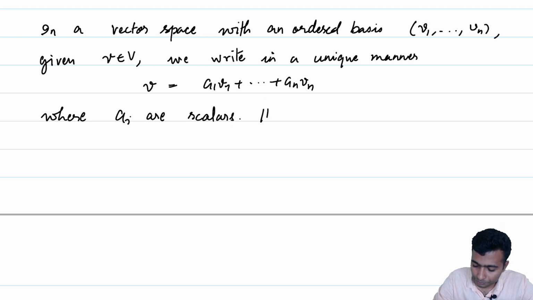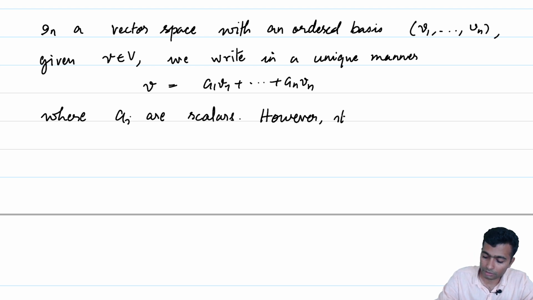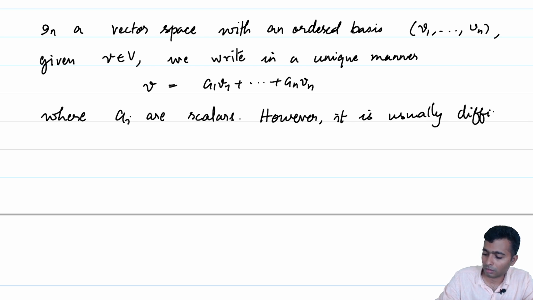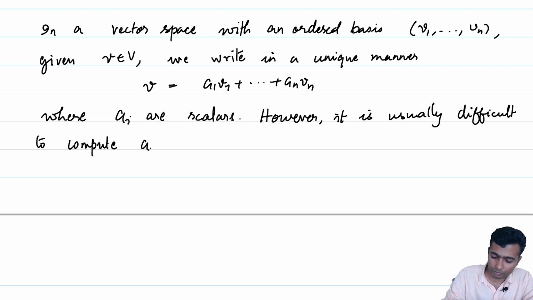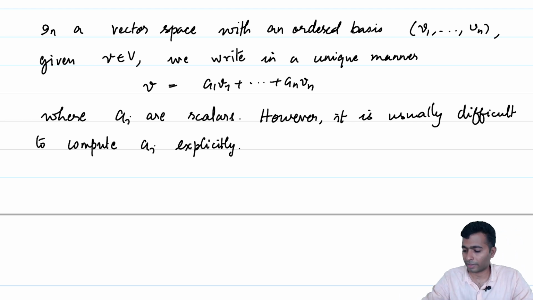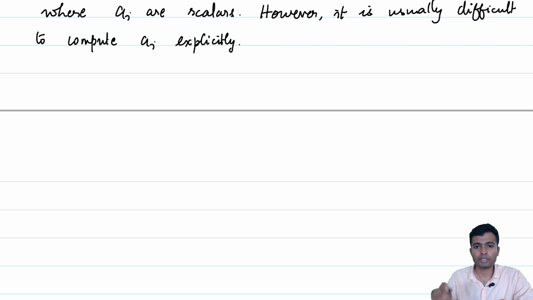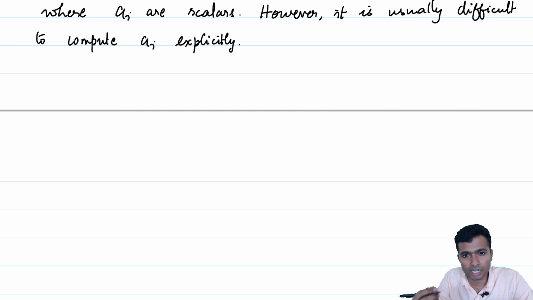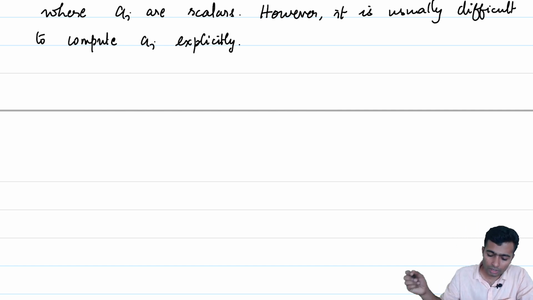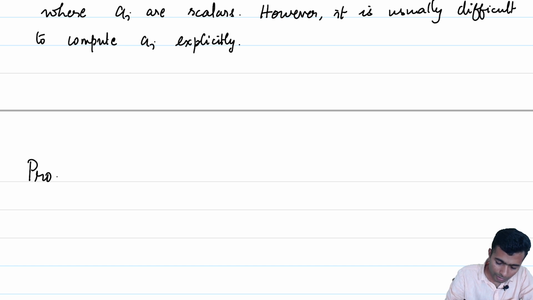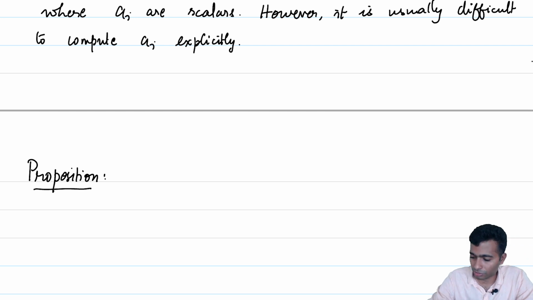However, it is usually difficult to compute the Ai explicitly. Even in small vector spaces like R3, R4 itself, it's, in R2 I wouldn't say it's very difficult, but in R2, R3, R4 itself it starts becoming quite tedious. So, in order to capture what I said a few minutes back, let me state it down as a proposition.